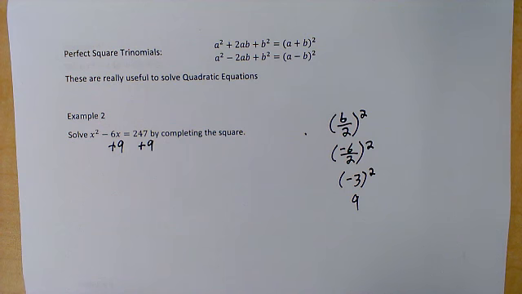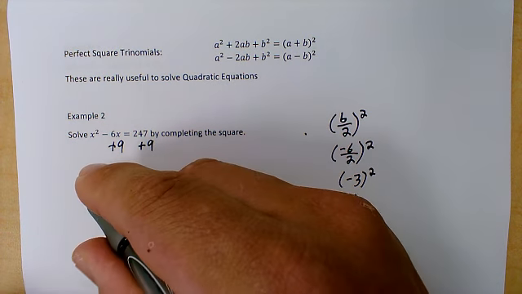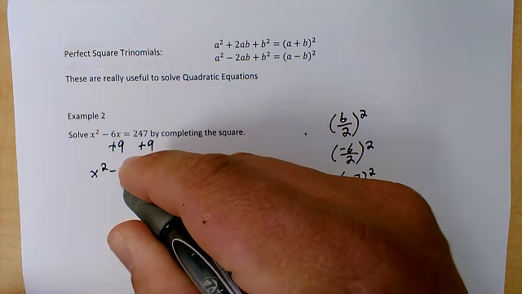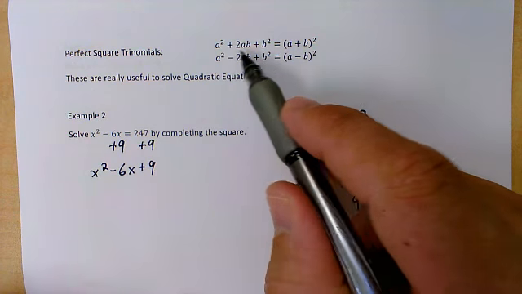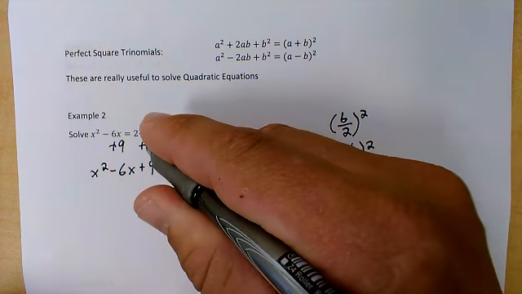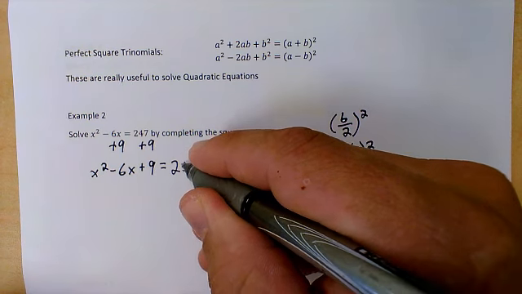Now I'm ready to go forward with completing the square. This left side is x squared minus 6x plus 9, which is now following this form, and it equals 256.